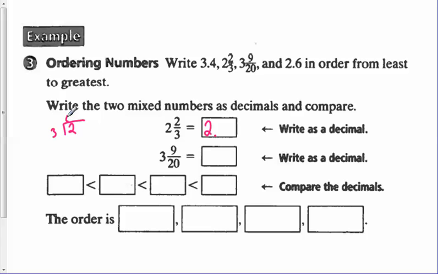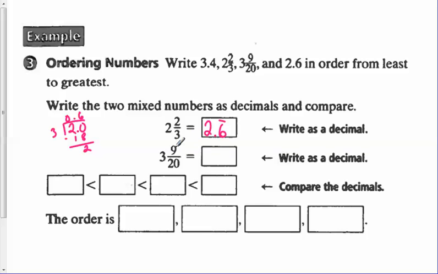3 doesn't go into 2, so I add my 0 and my decimal point. 3 goes into 20 6 times, and I get 18. I subtract, I get 2. Well, this is now going to be a vicious cycle of a repeating 6. So this will be 2.6, and I put a bar over that 6 because it's repeating. It never ends. 2/3 is a repeating decimal.